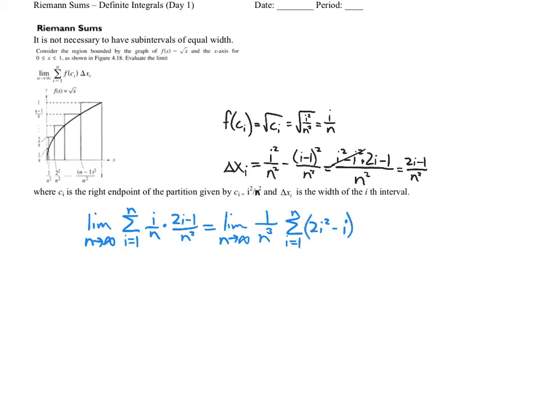Alright, I distributed the I into the 2I minus 1. Now we have it in terms of things that we have formulas for. So this is kind of nice. Now we can take limit as n approaches infinity of 1 over n cubed times the sum of the I squares, which is n times n plus 1 times 2n plus 1 all over 6, but it's 2I squared, so I'm going to put 2 times that. So it's 2 times n plus 1 times 2n plus 1 all over 6. Then I have minus the sum of the I's. Well, we have a formula for that too. N times n plus 1 over 2.